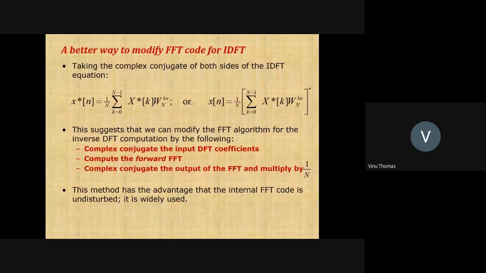Now, there is a very simple method to use the same FFT code to compute the IDFT. That is obtained by looking at the symmetry properties of the discrete Fourier transform. I had discussed the symmetry properties in the first module, and I had asked you to go through all the symmetry properties and try to prove them. All the proofs are very trivial, so I don't want to waste time on proving them. I will ask you to prove all the symmetry properties as a part of your first assignment.